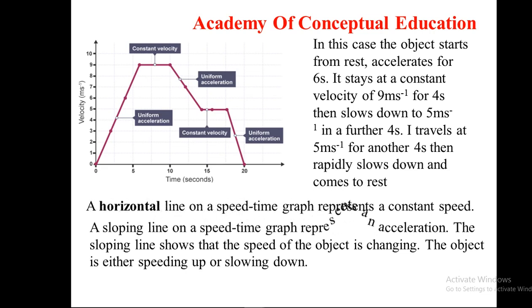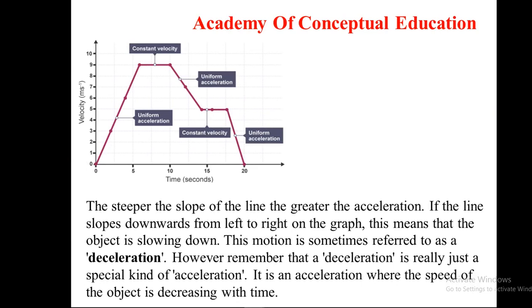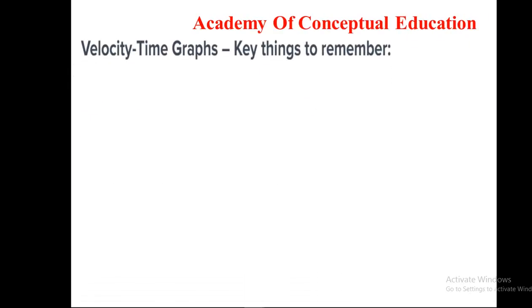So the total distance covered means that you have to find out the area for each case, and then you have to add them. Now this point is very common sense: the steeper the slope of the line, the greater the acceleration. If the line slopes downward from left to right on the graph, this means that the object is slowing down, or you can say the deceleration.